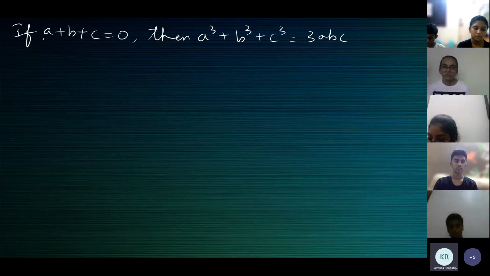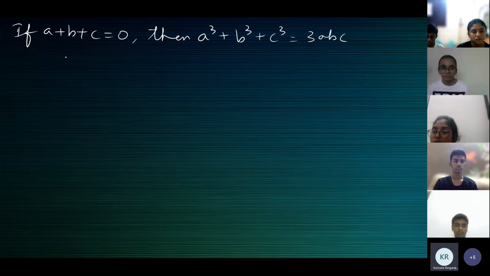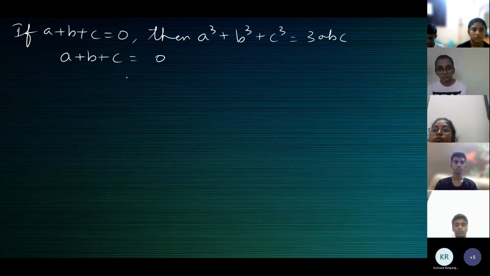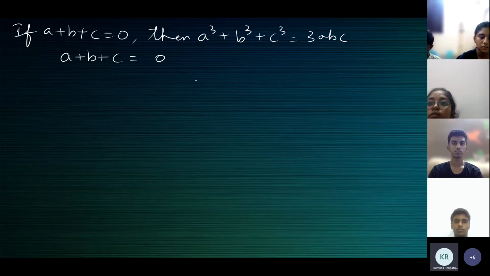Now, we are given that a plus b plus c is 0. We have to prove this. So take a plus b plus c equal to 0. Transpose any one: take a to the other side, or b, or c. That is your choice. You can transpose anything to the other side.